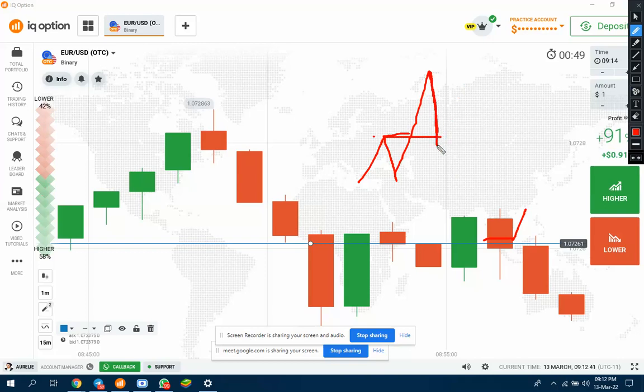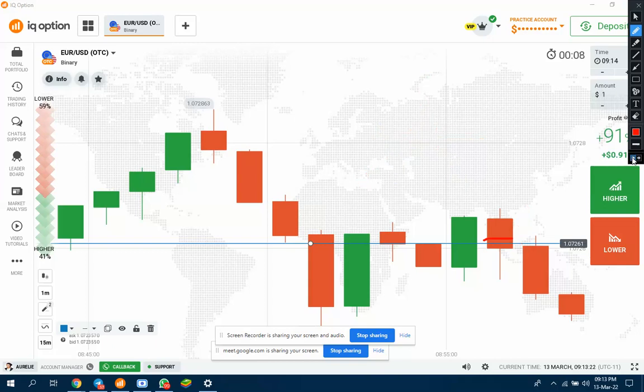Like if sellers continue and break and close below the level, and if the buyers decided to go up, they might get rejection from this level and then the market will drop. So it's just like a head and shoulder pattern, right? This is the left shoulder, this is the head, and this is the right shoulder. So once the price closes below this line, that is what happened here. Once the sellers closed below the line, there was a huge rejection, and the market got rejection from this level and the price dropped.